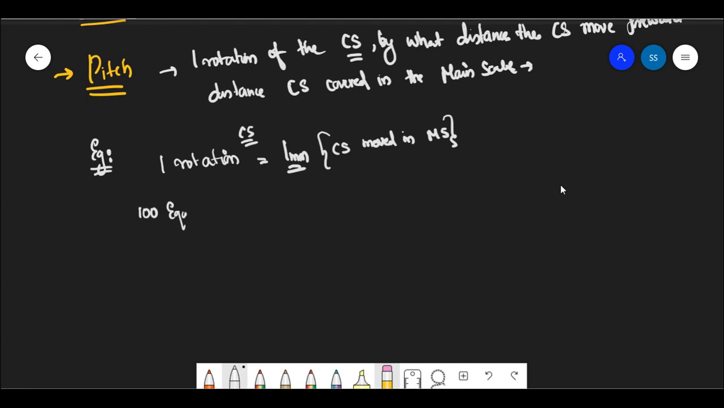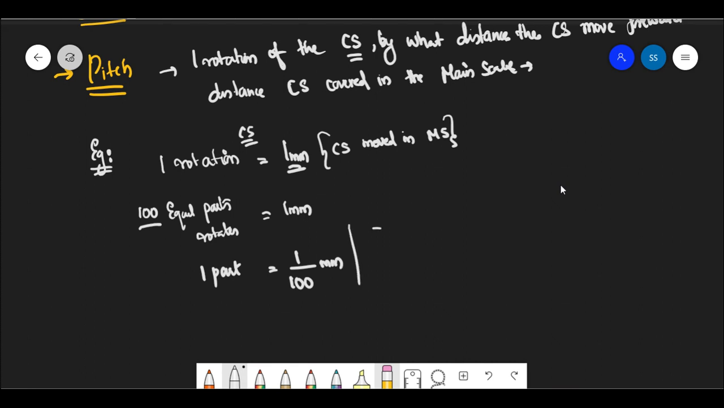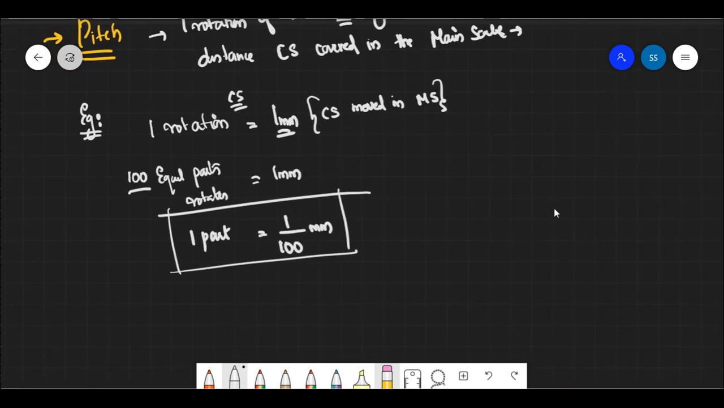So those 100 equal parts, all of that rotates, and that is going to create a movement of 1 mm in the main scale, right? So the movement for one part when it rotates is going to be this 100, you take it to the other side, the denominator, 1 by 100 mm. So this is basically what you could measure in a screw gauge, right?